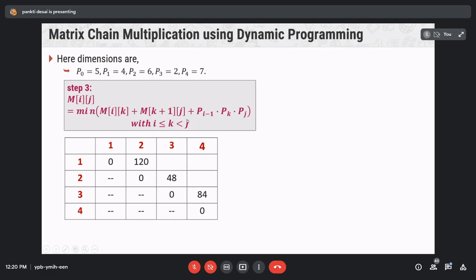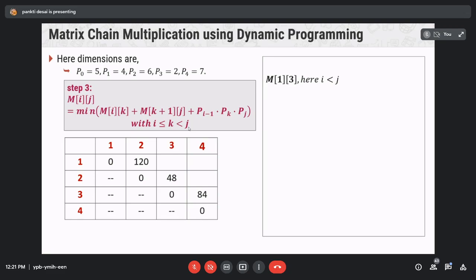Now the value of k is between i and j. The value of k is greater or equal to i, and always less than the value of j. So consider the case M13. Here the value of i is less than j. We have to find the value for this M13.